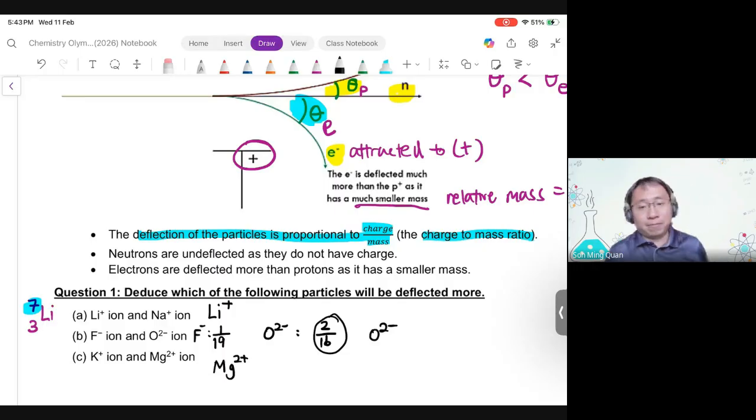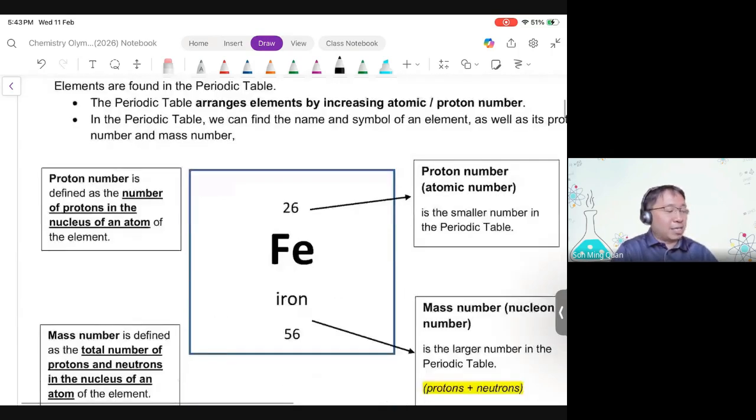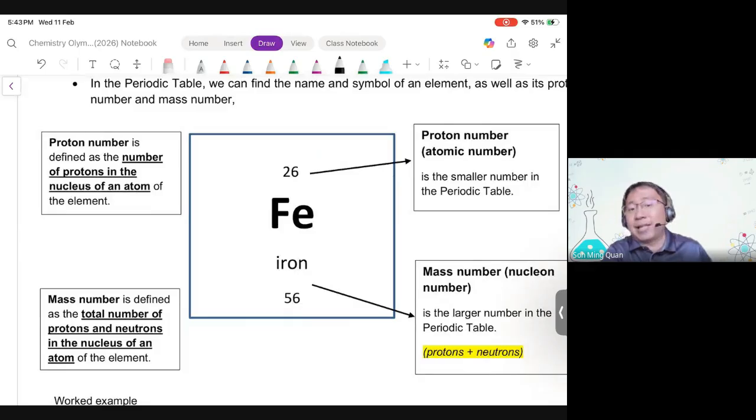All right. And with that, we conclude the first section of this set of notes, which is good news. Now, the second section, which I trust you remember, is about proton number and mass number.